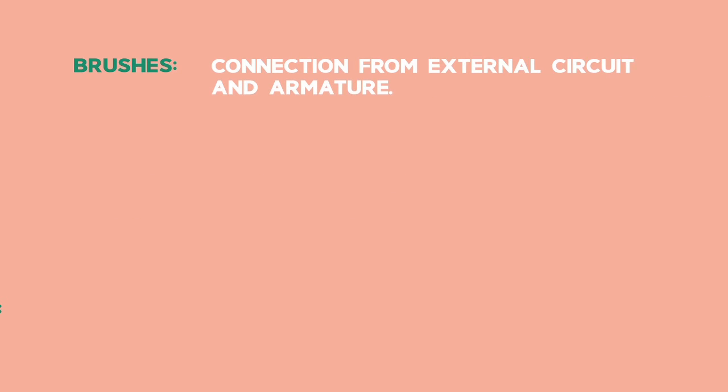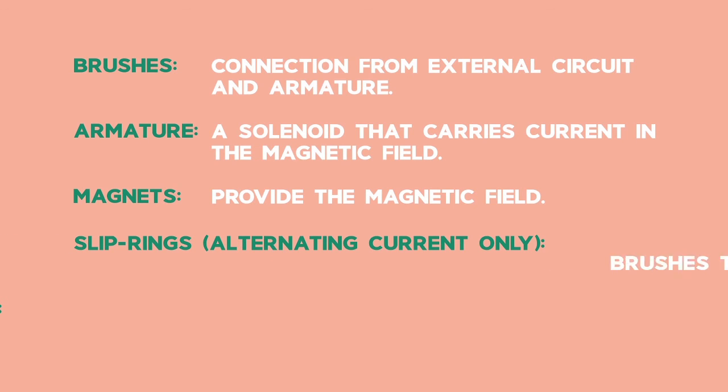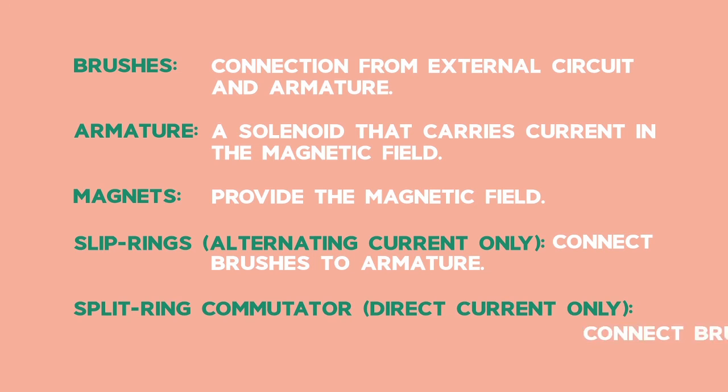So brushes are made of carbon to make contact with the external circuit. The armature carries current in the motor and acts as a solenoid. The magnets provide a magnetic field. The only part that is actually different in AC and DC motors is that AC motors use slip rings to connect the armature to the brushes, whereas the DC motor uses a split ring commutator.